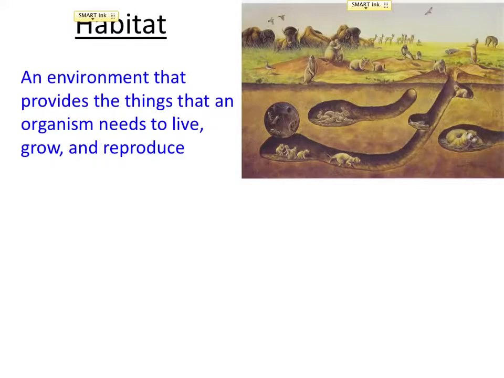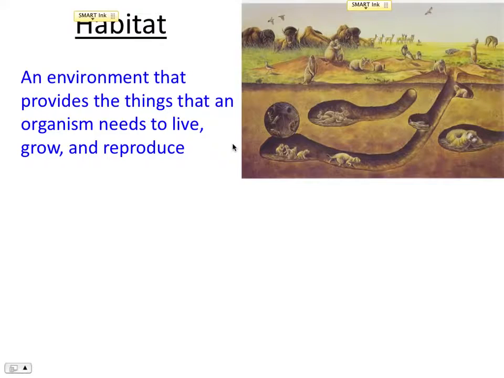And so this gets us to the idea of a habitat. And I'm sure you've heard the word before, but the formal definition is that it's an environment that provides the things that an organism needs to live, grow, and reproduce. So this picture that we were just looking at represents the prairie dog's habitat, and the habitat for all these other organisms as well.